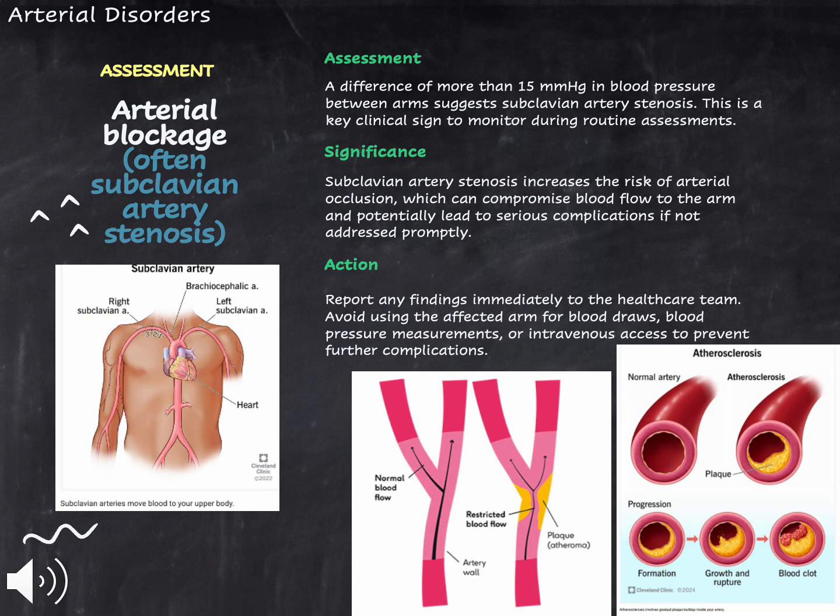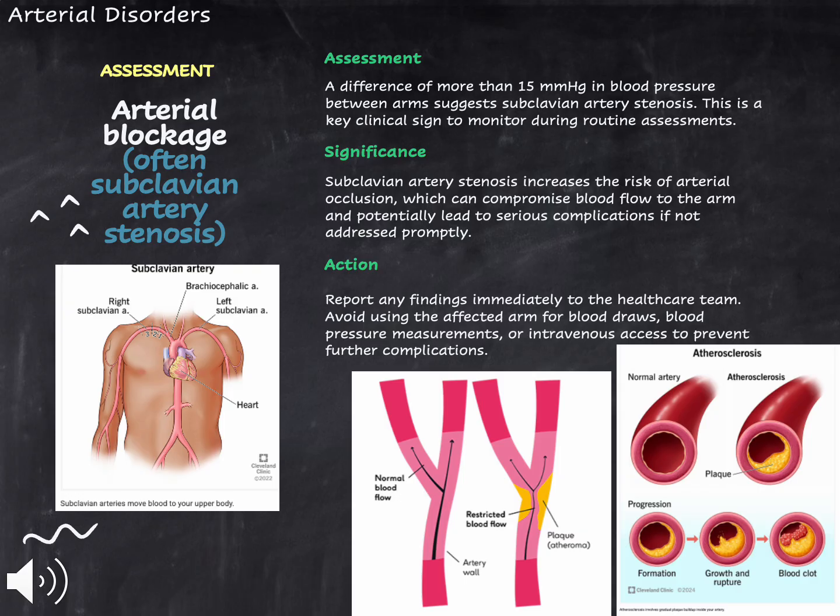Now let's take a closer look at subclavian artery stenosis, most common arterial blockage, and how we recognize it at the bedside. Normally, blood pressure readings in both arms should be fairly equal, maybe a few points apart. But if we see a consistent difference of more than about 15 to 20 millimeters of mercury, that's a red flag for an upper extremity arterial blockage.